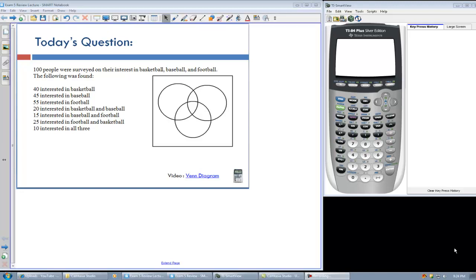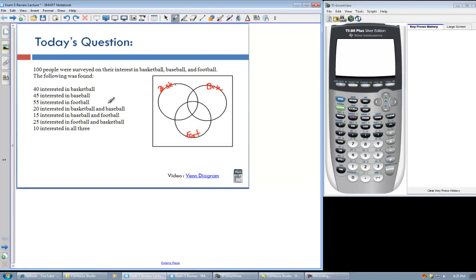So 100 people were surveyed on their interest in basketball, baseball, and football, and the following were found. So I want to remind everybody, how do we do this problem? The idea is we have three circles and we have three categories, and so we label each circle. We'll have a basketball circle, so I'll just write basc. We'll have a baseball circle, so I'll just write base. And then, of course, we'll have a football circle, so I'll just write foot. Right. So basketball, baseball, and football.